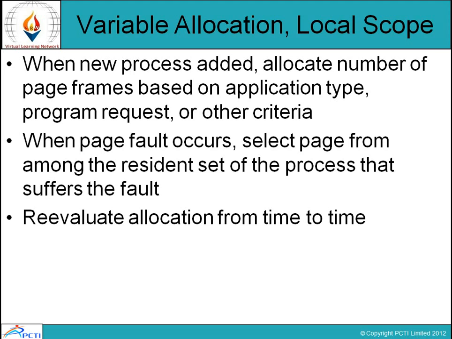When a new process is added, the allocated number of page frames is based on the application type, program request or other criteria. When a page fault occurs, the page is selected from among the resident set of the process that suffered the fault. Re-evaluation of the allocation is done from time to time.